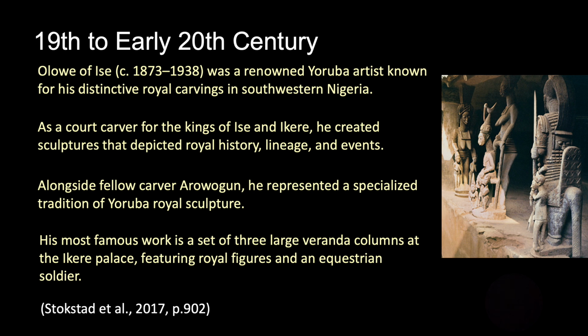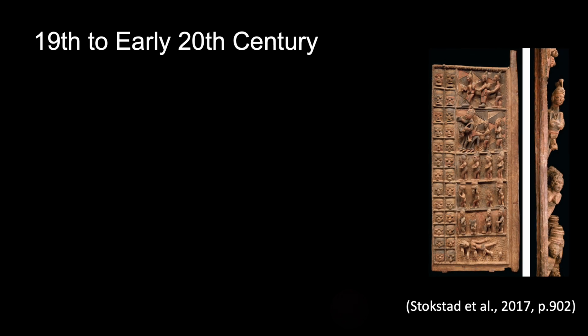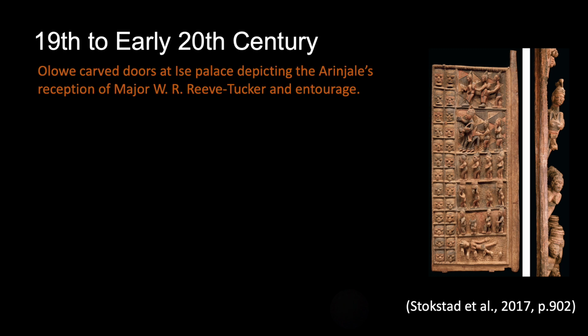As a court carver for the kings of Ise and Ikere, he depicted royal histories and events, showcasing wealth and innovation. Alongside Areogun, he represented a tradition of Yoruba royal carving. His notable works include three large veranda columns at the Ikere King's Palace, featuring royal figures and an equestrian soldier. They were characteristically produced in great detail, indicating an intimacy with his work, craftsmanship, mediums, materials, and subjects.